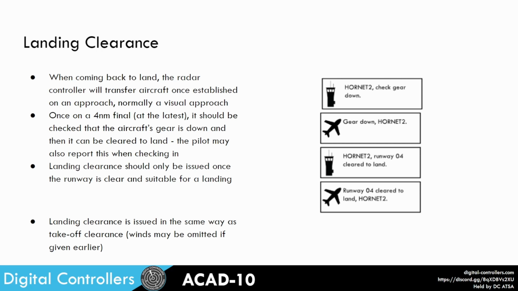Sometimes when you are checking in, and you can't give aircraft landing clearance straight away, you can give them continue approach and the surface winds, if they're on a straight-in visual or instrument approach.